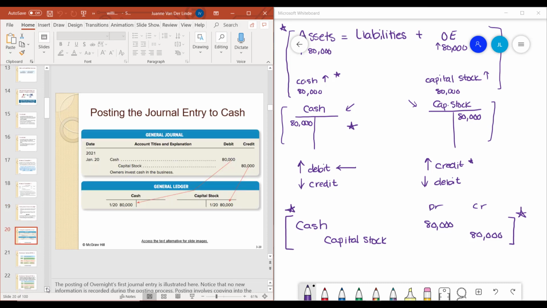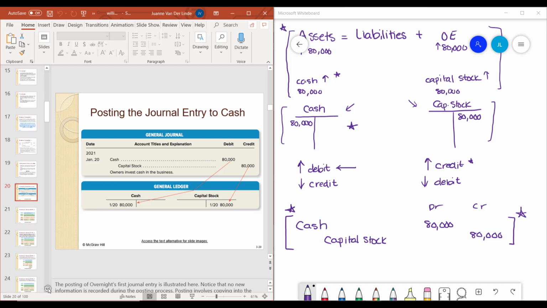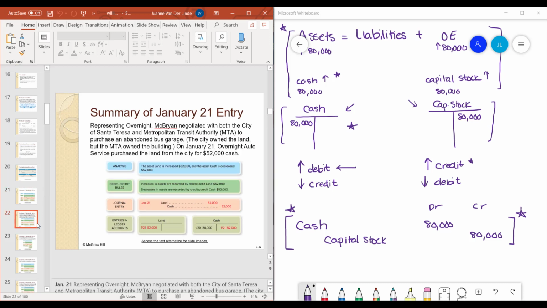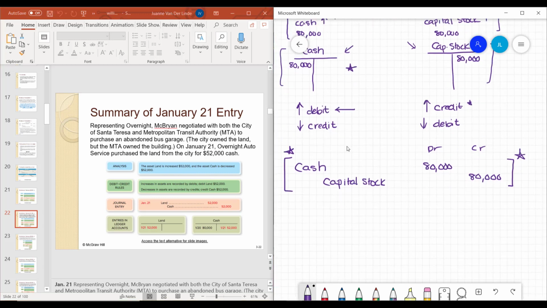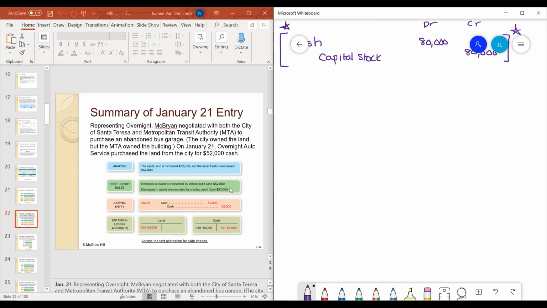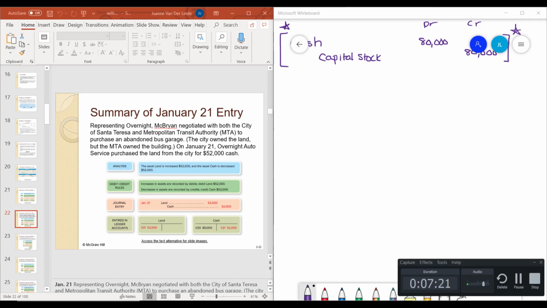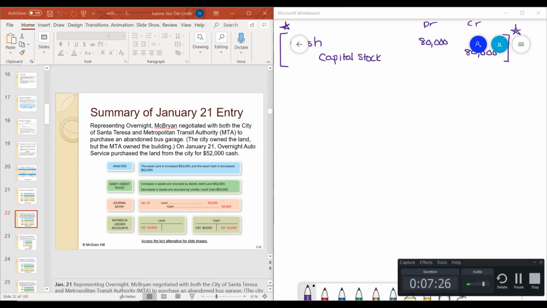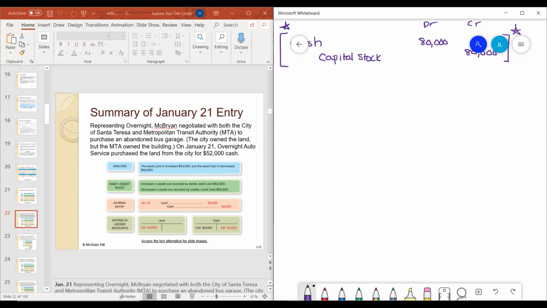And I'm not going to go through all of these slides here. I'm really just wanting to go through the transactions, so you can go through and look at all those details. But this is really just explaining in detail what we just did there. So let's look at this next transaction. It says that representing Overnight, McBrien negotiated with both the City of Santa Teresa and Metropolitan Transit Authority to purchase an abandoned bus garage. On January 21st, Overnight Auto Service purchased the land from the city for $52,000 cash.